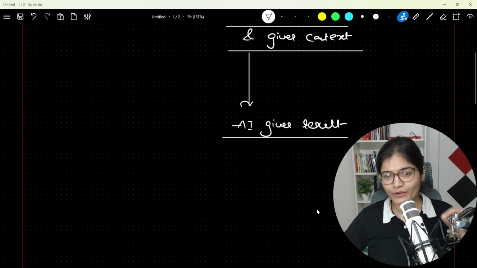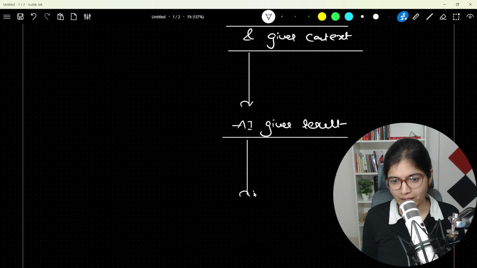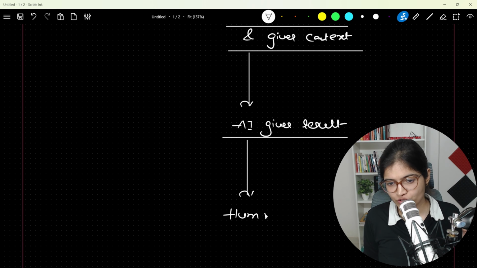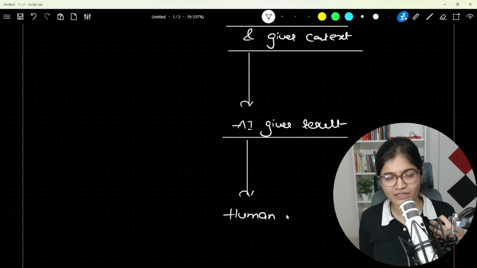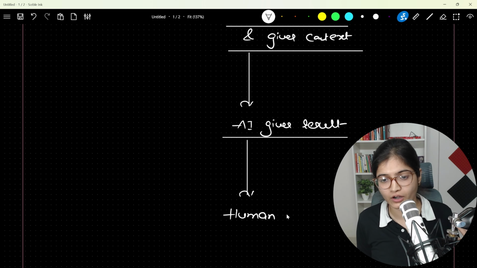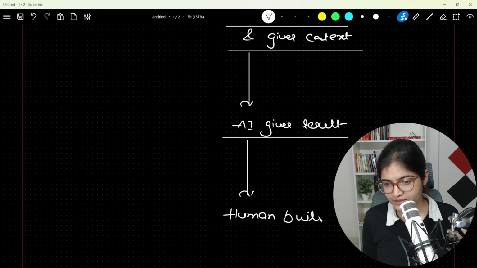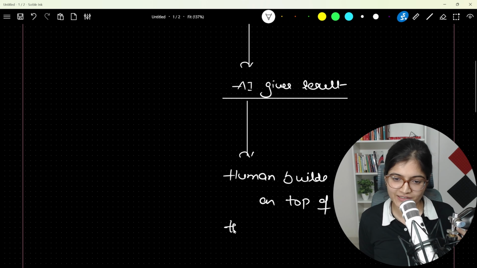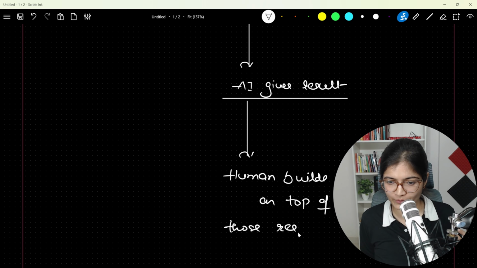So that is the main reason after which our role will come up, where human builds on top of that. Human tries to think over it, that what are the results, whether they are correct or not. So human builds on top of those specific results. And I think that is where the major change happened, right?